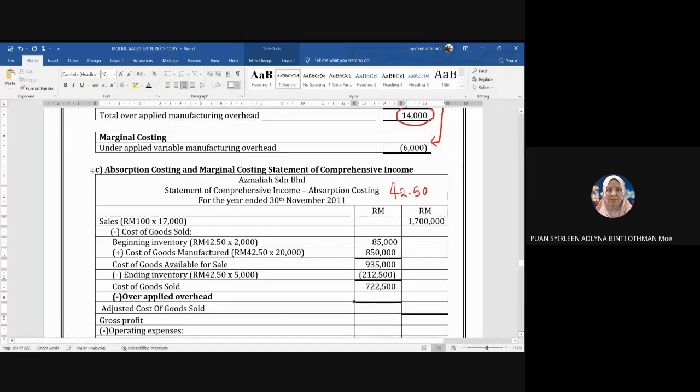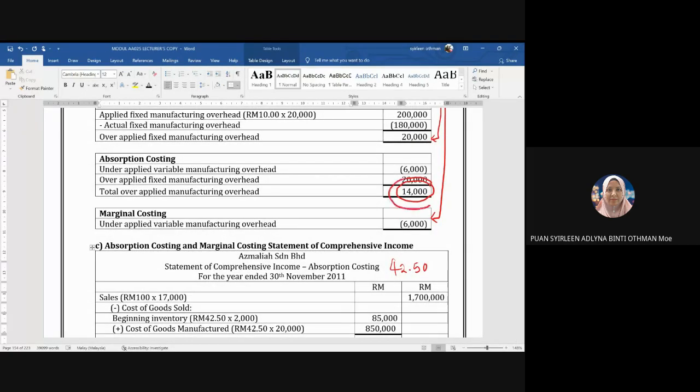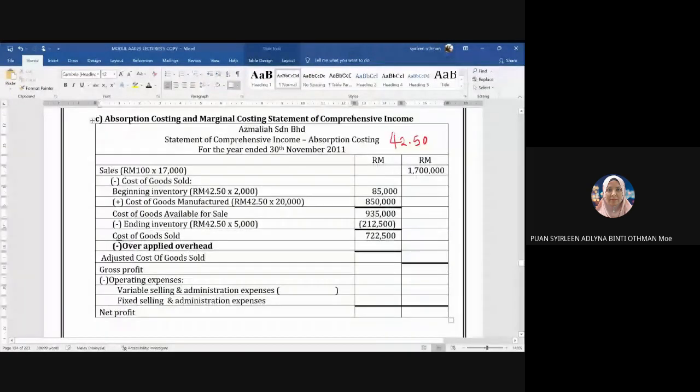So apa figure yang saya akan letak di sini? Sebab kita nak buat untuk absorption, so I akan ambil yang 14,000 ni. 14,000 ni ialah over. So bila over, di absorption ni nanti, madam akan tolak. So di sini saya akan tolak 14,000. So your adjusted cost of goods sold ialah RM708,500. Baru boleh ambil sales minus adjusted COGS. Kita akan dapat gross profit.